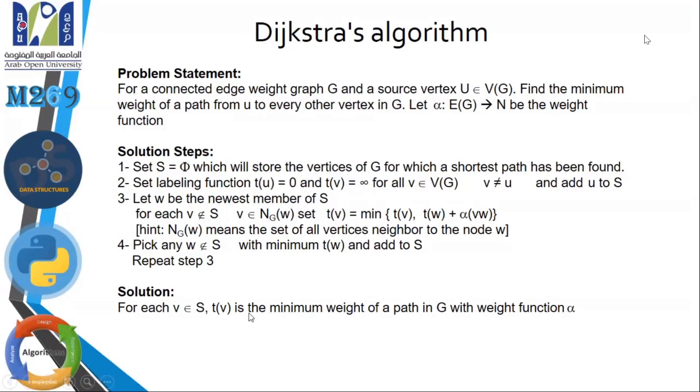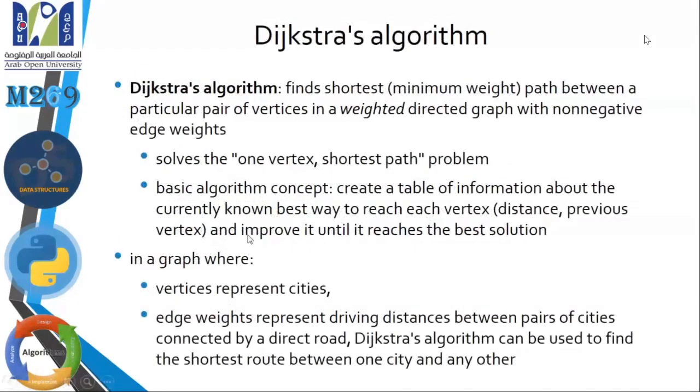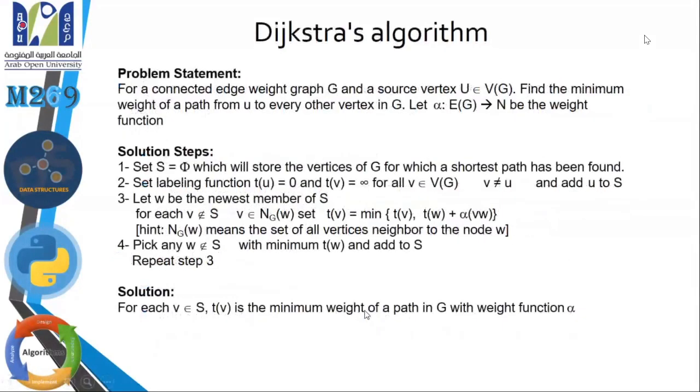Then you will start to make it better, this better solution. So you will improve until it reaches the best solution. You will keep going until you reach the best solution. Then repeat your traversing, moving, visiting, reading, and so on. Finally, for each V belonging to S, TV is the minimum weight of a path in G with a weight function.